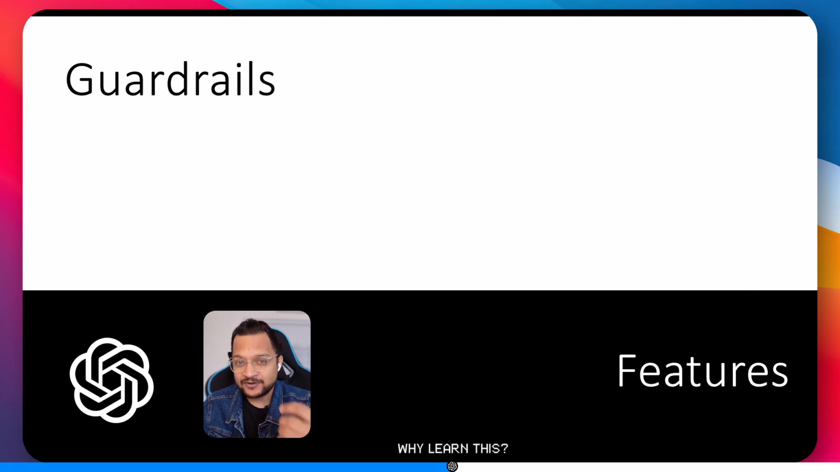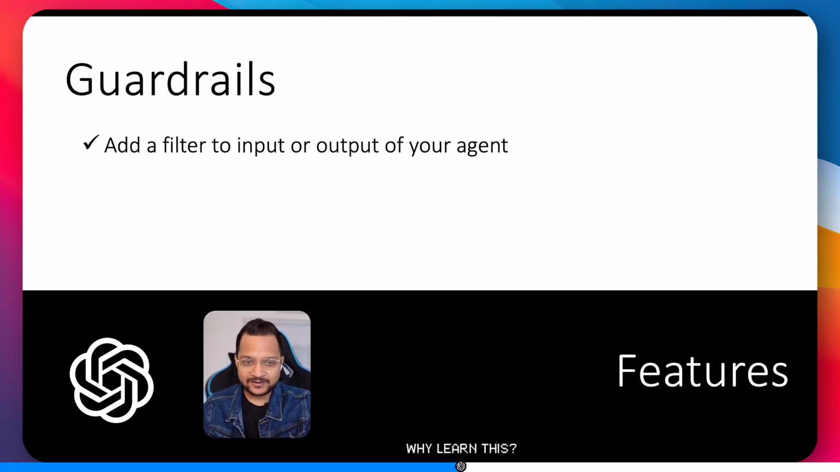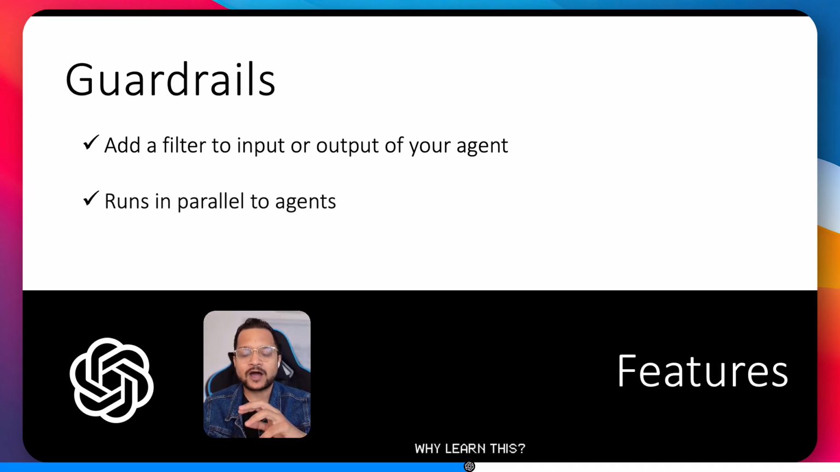Next, a very important feature of the OpenAI Agents SDK is Guardrails. It adds filters to the input or output of your agent. The guardrails run in parallel to the agents you have in your agent system.